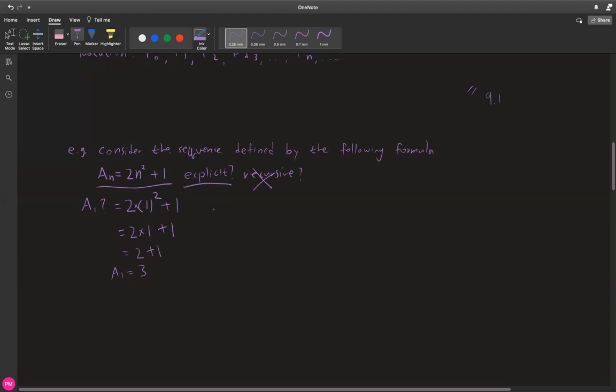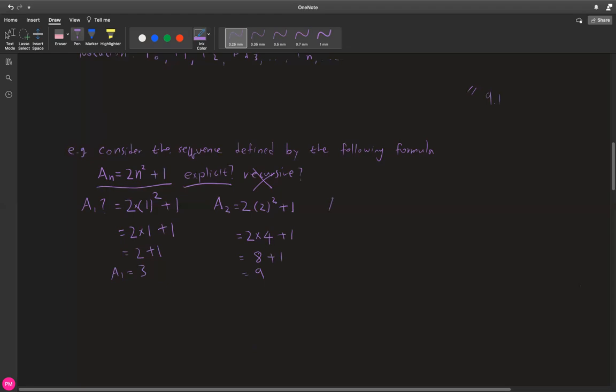Similarly, you would simply plug in 2 to find a sub 2: 2 times 2 to the power of 2, plus 1. And you do 2 multiplied by, what's 2 to the power of 2? 2 to the power of 2 is 4, plus 1. Since you do the multiplication first, you end up with 8 plus 1, which is 9. So that was simple.